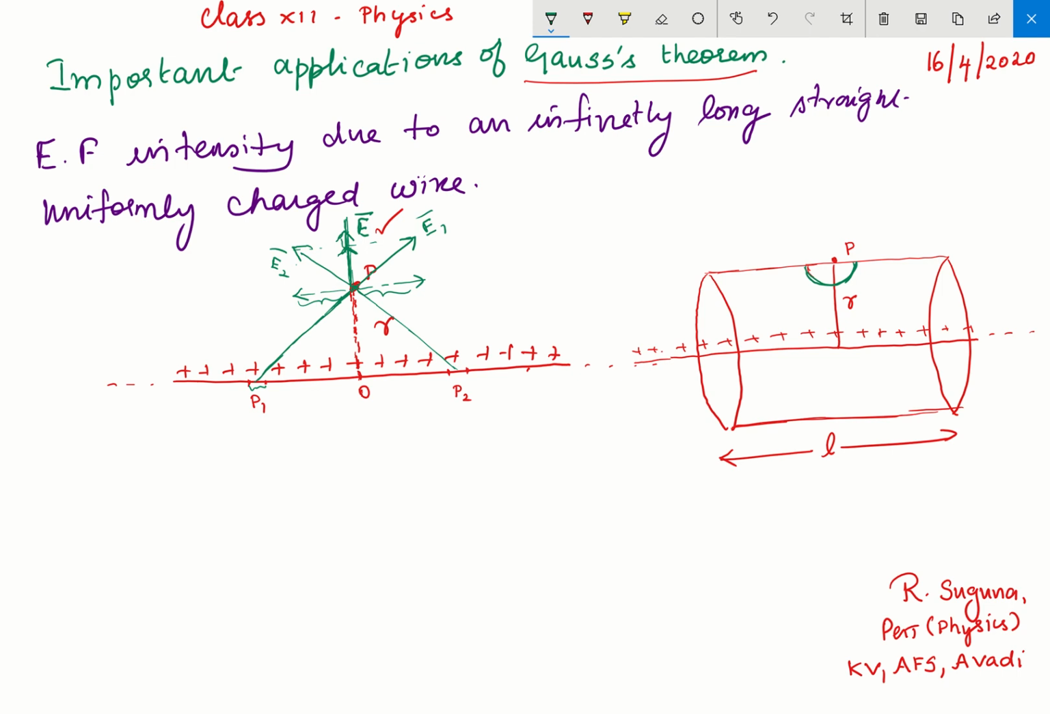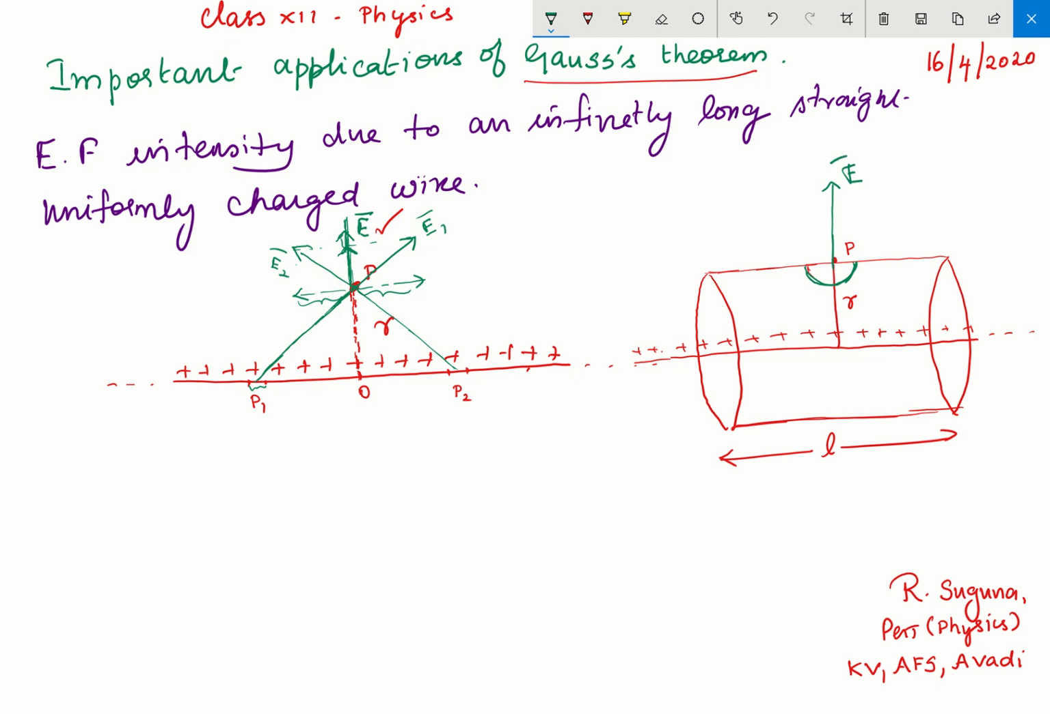Okay, therefore, what will be the direction of the electric field here? Just now we have found out what is electric field. The electric field direction will be in this direction, that is E, right? So, this is the electric field direction, right?